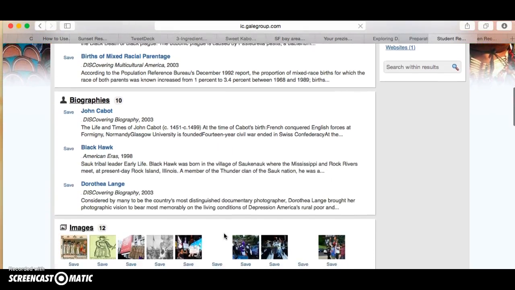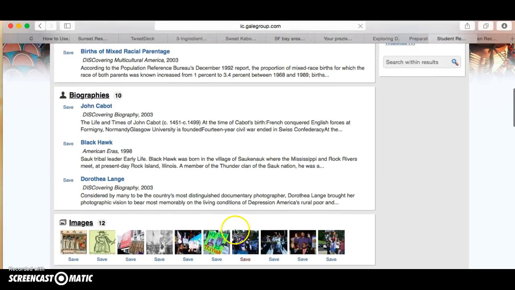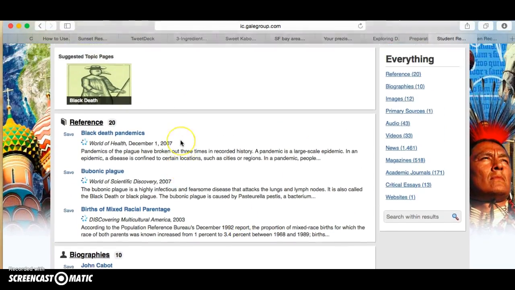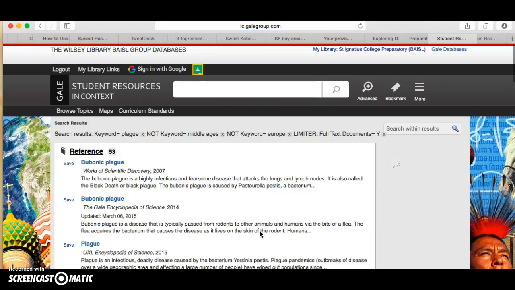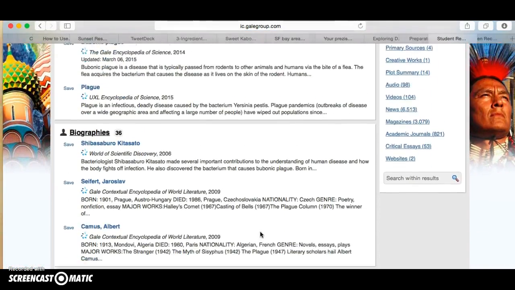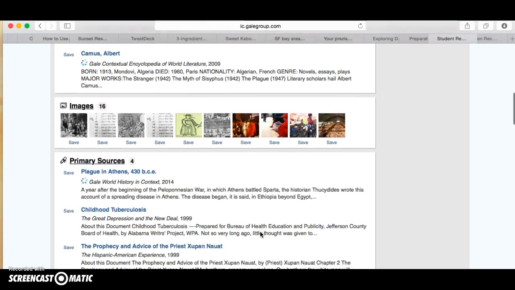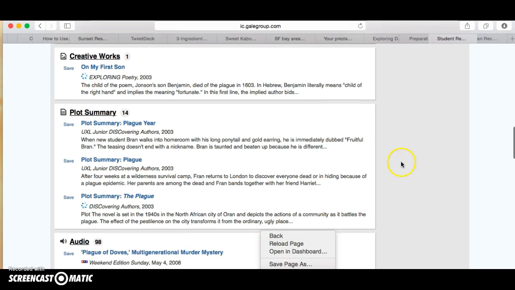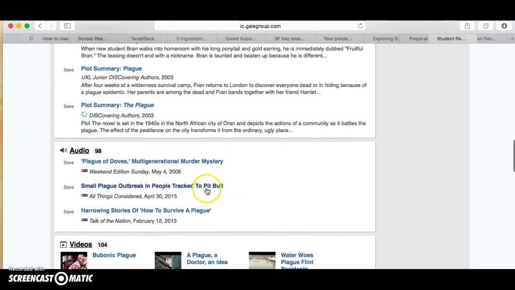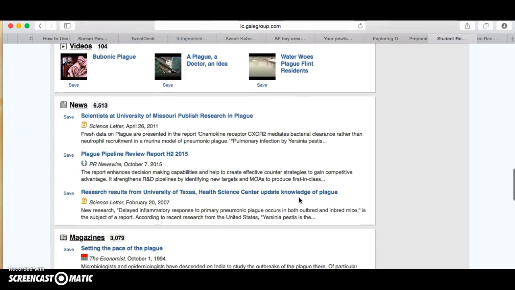Okay. The Black Hand, bubonic plague. Let me change it to plague. Okay, Plague in Athens. Interesting. Plague of doves. Small plague outbreak in people attract a pit bull. Okay. It's all different sorts of things here.